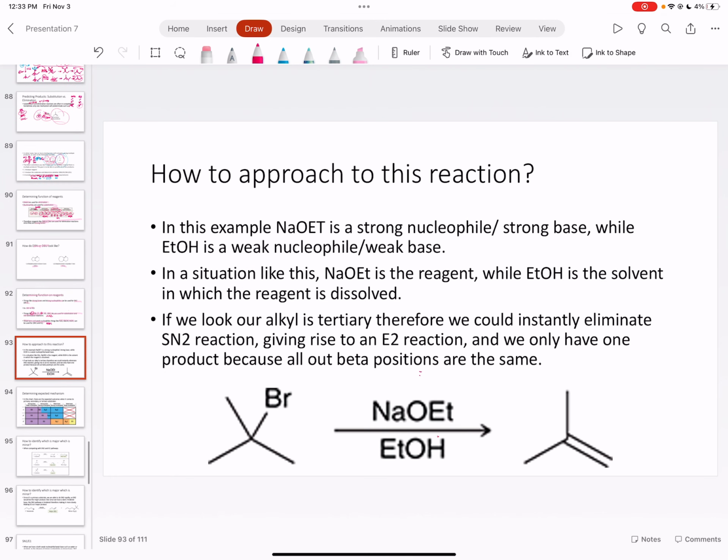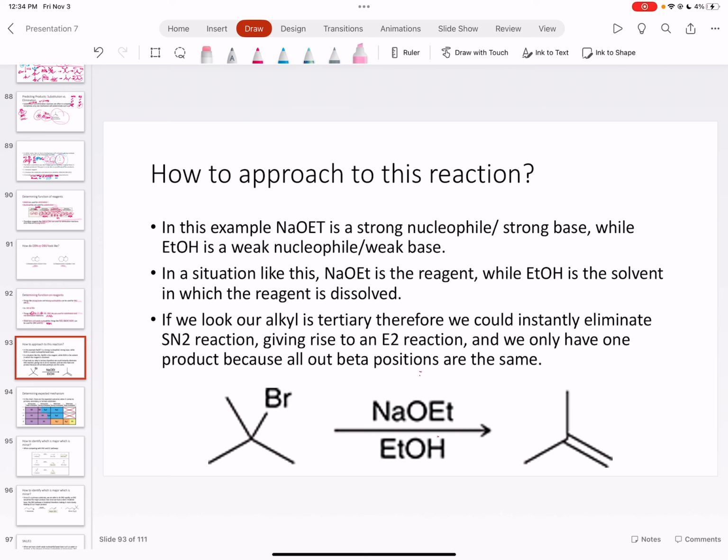So how do we approach this reaction? In this example, NaOEt is a strong nucleophile and strong base, while ethyl OH is a weak nucleophile and weak base. In a situation like this, NaOEt is the reagent, while EtOH is the solvent in which the reagent is dissolved. If we look at our alkyl halide, it's a tertiary, therefore we could instantly eliminate the SN2 reaction, giving rise to an E2 reaction, and we only have one product because all our beta positions are the same. So that was a pretty good summary.